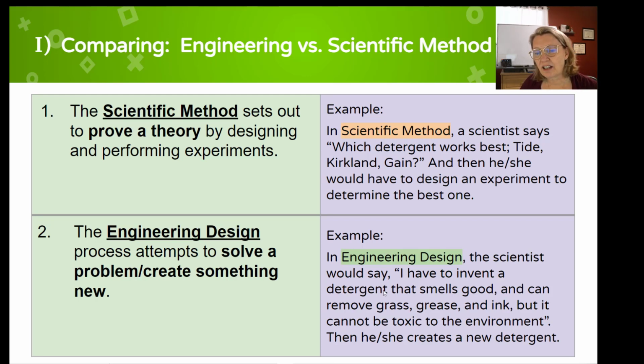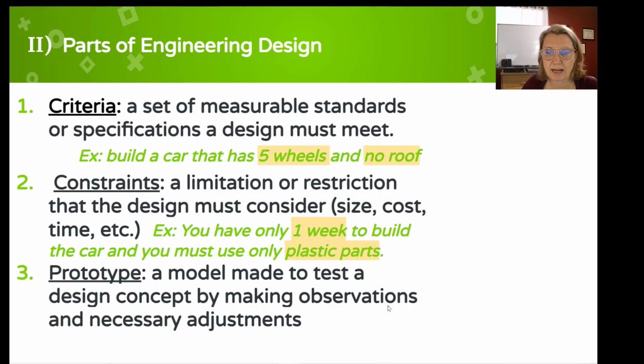But here, an engineer may say that they have to invent a detergent, and here's what it has to have. It has to smell good. It has to be able to remove grass stains. It has to be able to remove ink. And I have to also be very careful that whatever chemicals I put into it are non-toxic to the environment. And then they go ahead and create something based on their criteria.